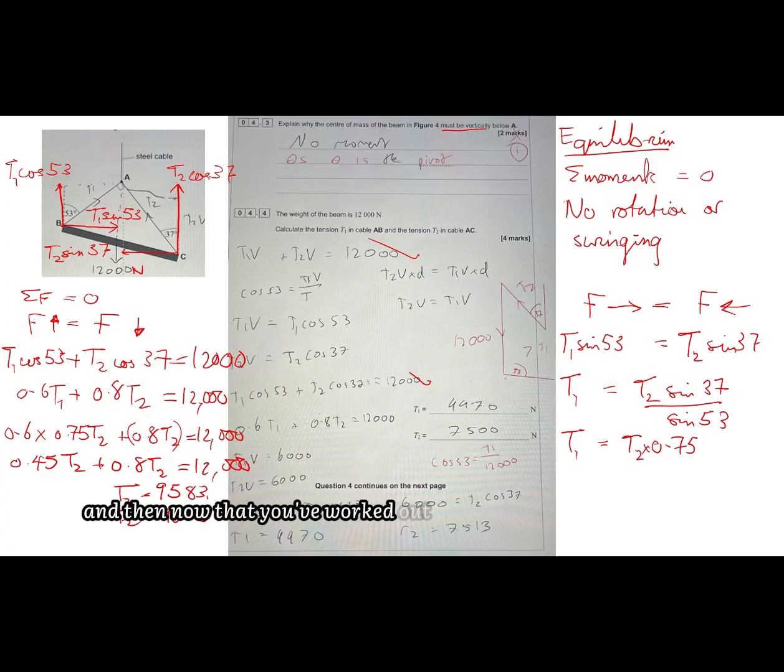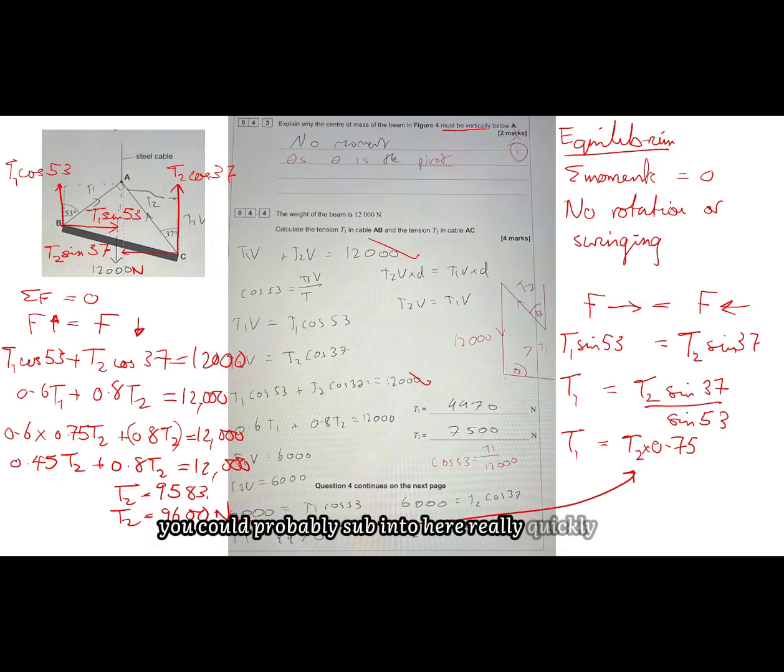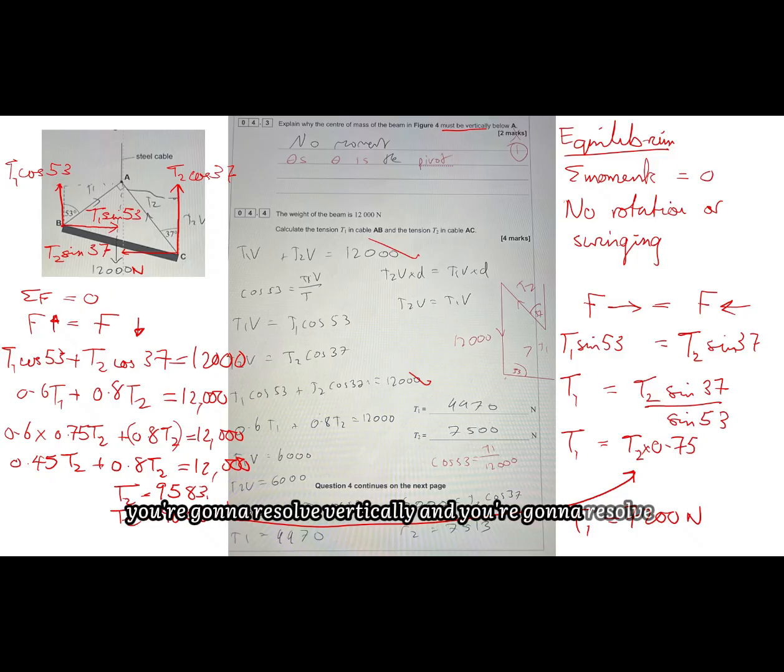Now that you've worked out T2, sub into any formula you want. You could sub it into here really quickly, times by 0.75. So T1 is equal to 7,187, so 7,200 newtons. Hopefully that makes sense. Just don't forget you've got to resolve vertically and you've got to resolve horizontally.